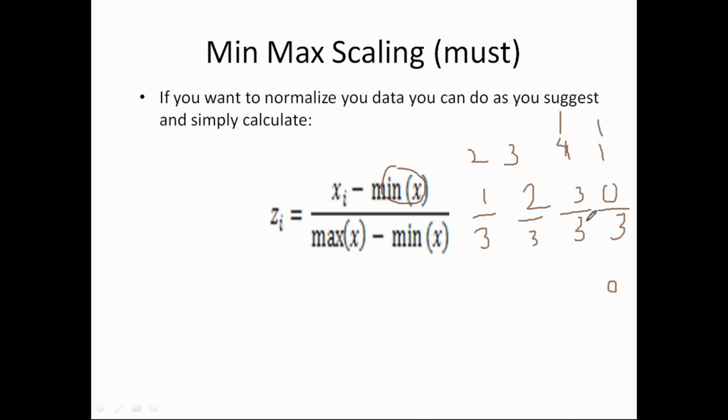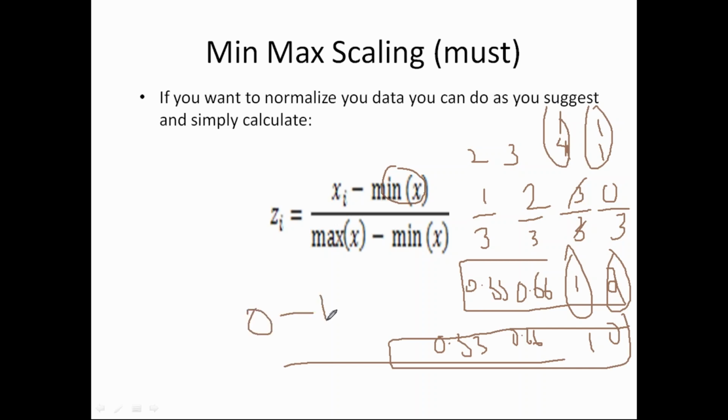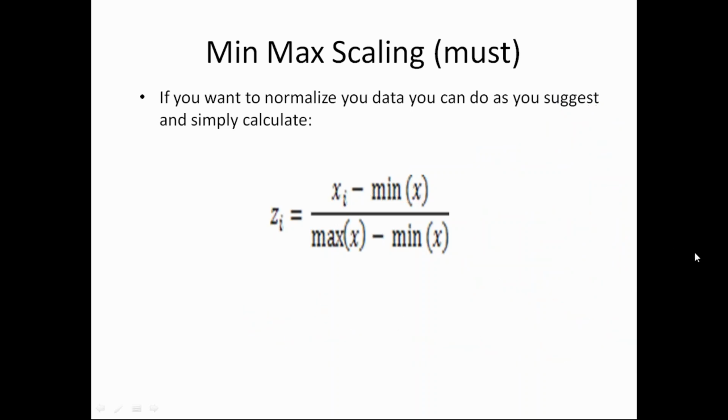So this will become 0, this will become 1, this will become 0.66, and this will become 0.33. So this is maximum, this is minimum. See, this is minimum, this is maximum. But the new features are 0.33, 0.66, 1.0. This is the new feature. Why? It is a scale between 0 to 1. So whenever you are going to apply SVM, just remember that scaling is a must.